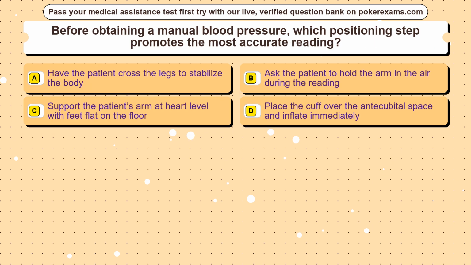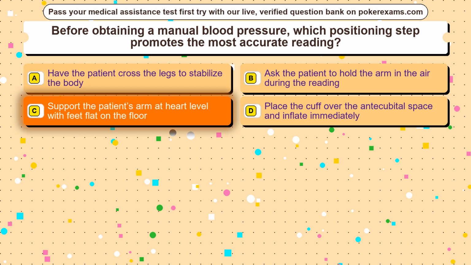Question 30. Before obtaining a manual blood pressure, which positioning step promotes the most accurate reading? Option A. Have the patient cross the legs to stabilize the body. Option B. Ask the patient to hold the arm in the air during the reading. Option C. Support the patient's arm at heart level with feet flat on the floor. Option D. Place the cuff over the antecubital space and inflate immediately.